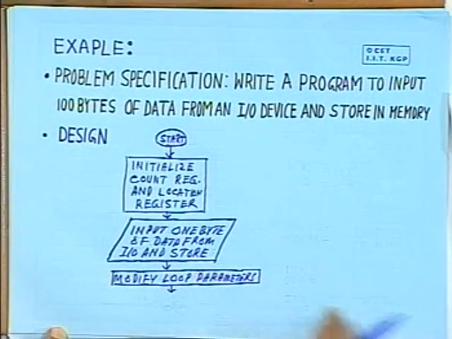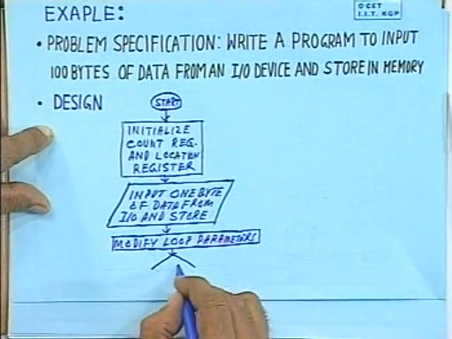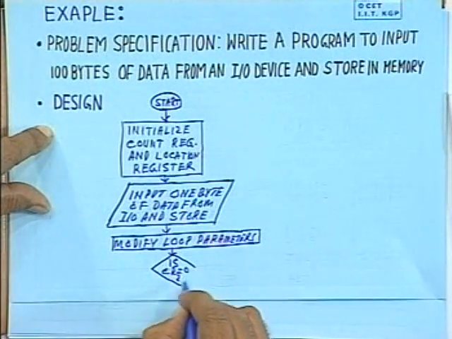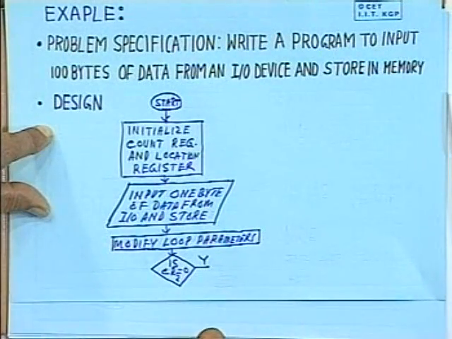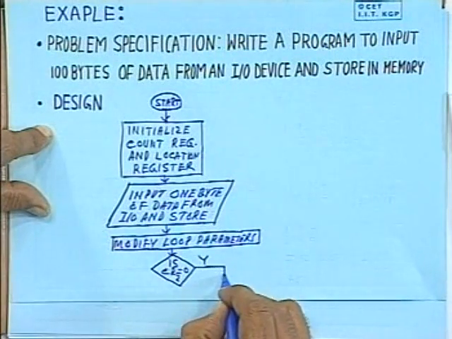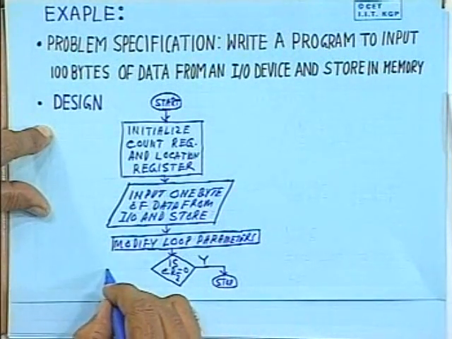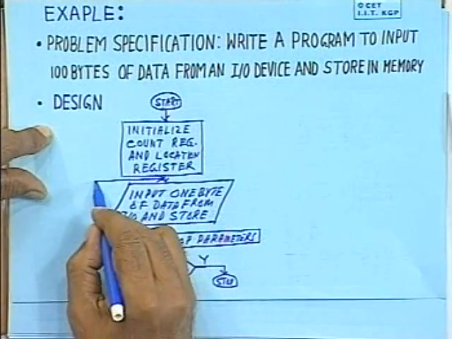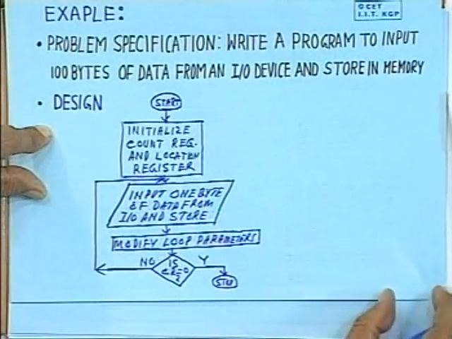Then you have to do some kind of decision making. You have to check whether the count register is equal to 0 or not. If the answer is yes, if all the data has been inputted and stored, then it will stop. On the other hand, if the answer is no, then it will go back to this point. So this is how the looping will continue.